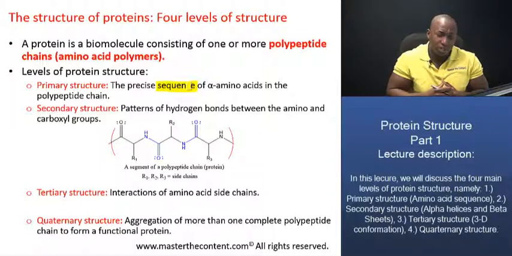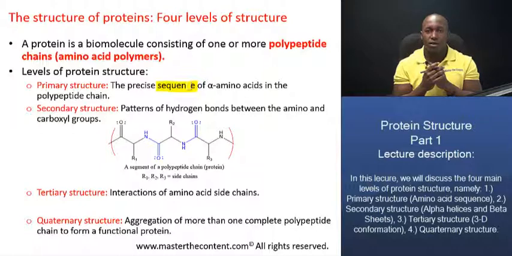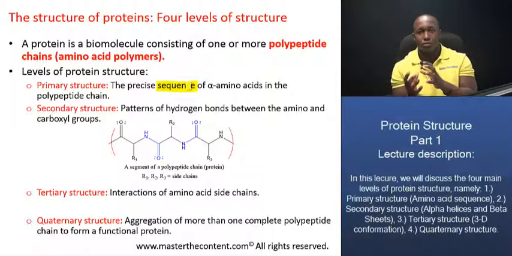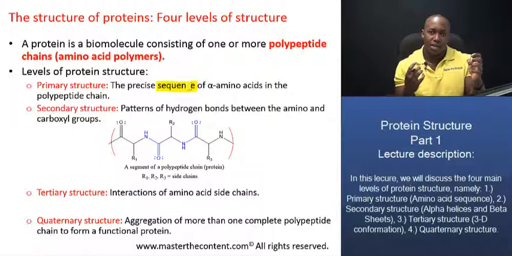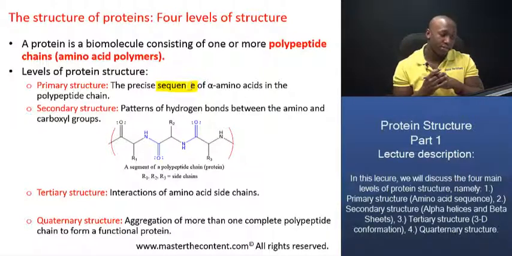The secondary structure, on the other hand, refers to the patterns that are formed as a result of hydrogen bonding in the backbone of the polypeptide chain. And I'll explain what I mean by that. So we're basically talking about hydrogen bonding between atoms that form the backbone of a polypeptide chain to form regular repeating structures such as alpha helices and beta pleated sheets. Now that constitutes what we call the secondary level of organization.